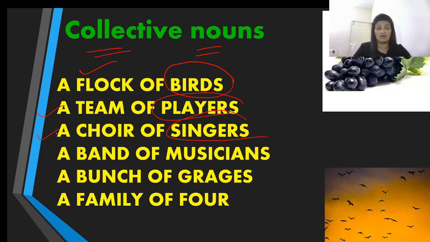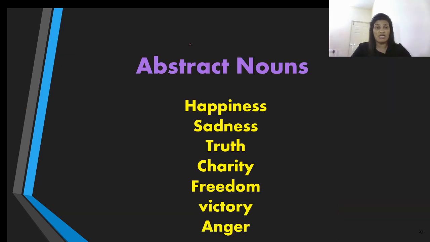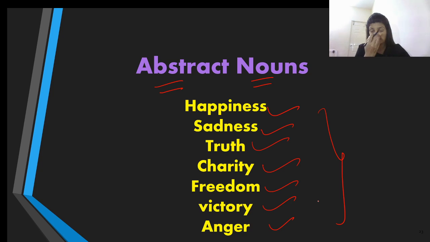Collection of singers are a choir. And then a band, a bunch, a family. All these are collective nouns. And then you have abstract nouns like happiness, sadness, truth, charity, freedom, victory, and anger. All these are the nouns which you are supposed to feel within.